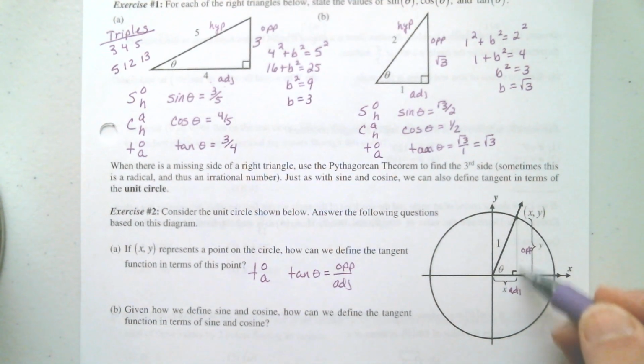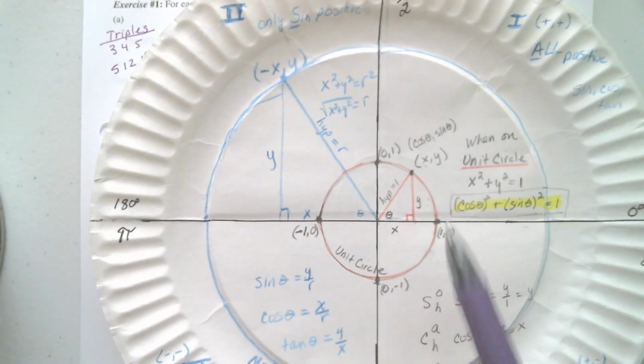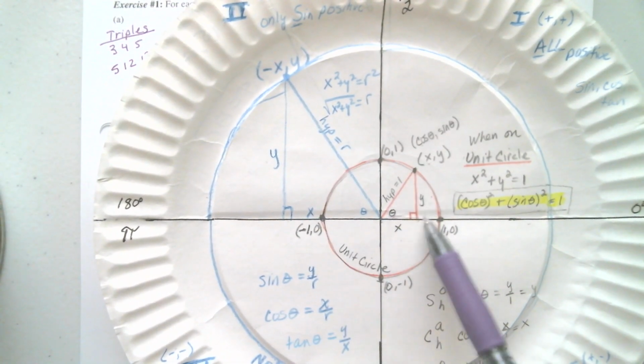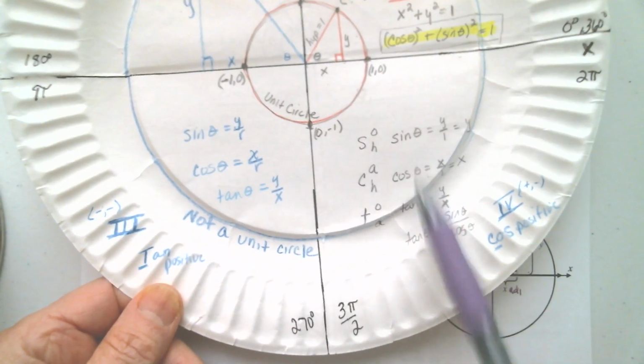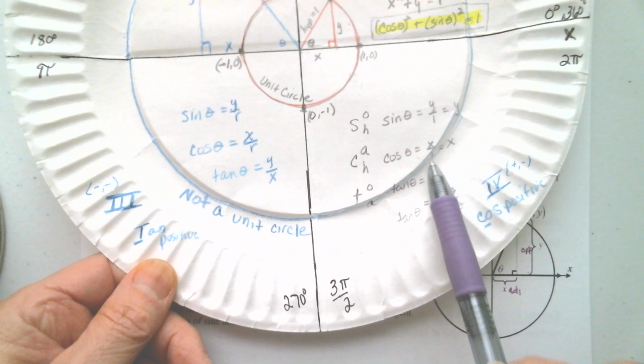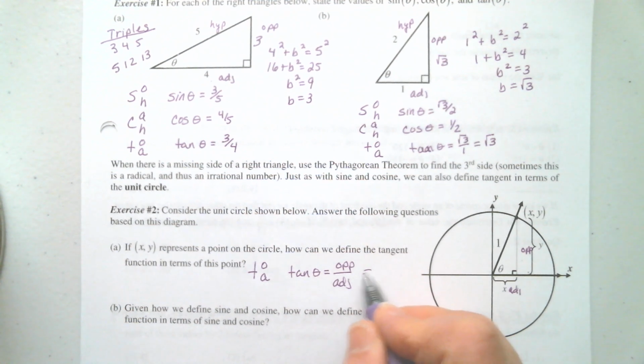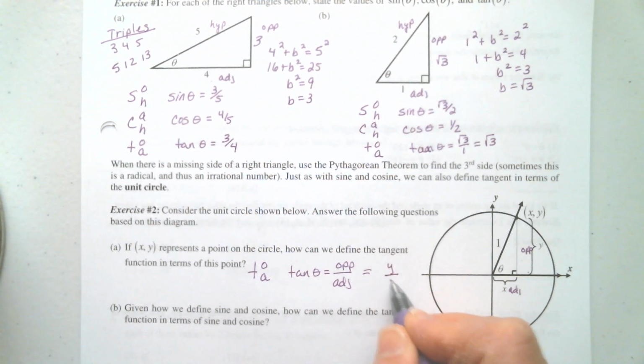Here's our right triangle. Same as what we had on our red unit circle. Right? We have our SOHCAHTOA, and we said that tangent was y over x. So this is equal to y over x.